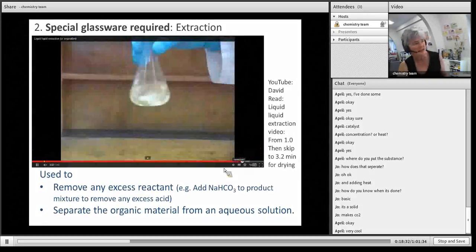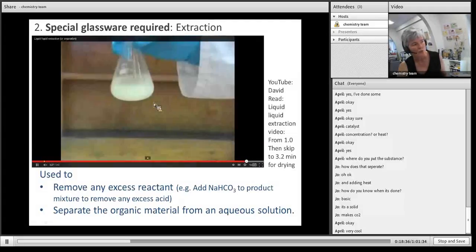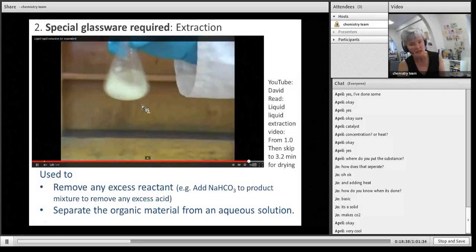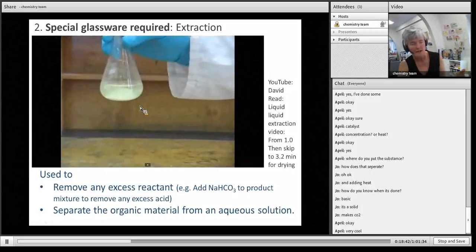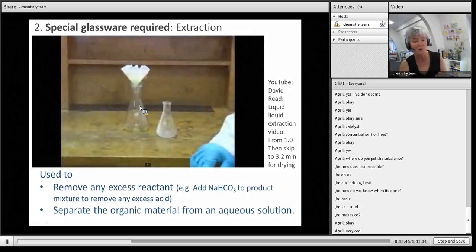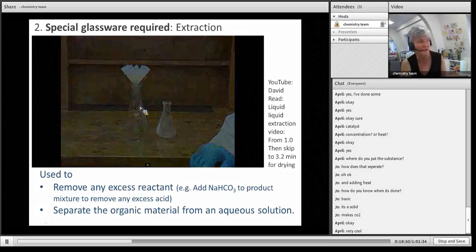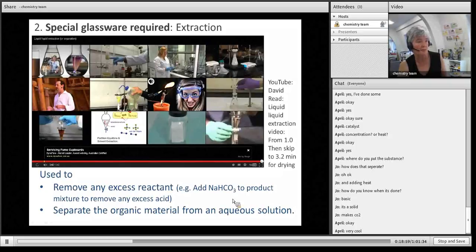Okay, so he's added sodium sulfate there, and when it stops clumping, you'll know it is dry. While you're adding sodium sulfate and it's just forming clumps, it means it's absorbing water that's still trapped in that organic liquid, and you keep on adding it until it's dry, and then you filter. As I say, I really strongly recommend that you watch these videos.